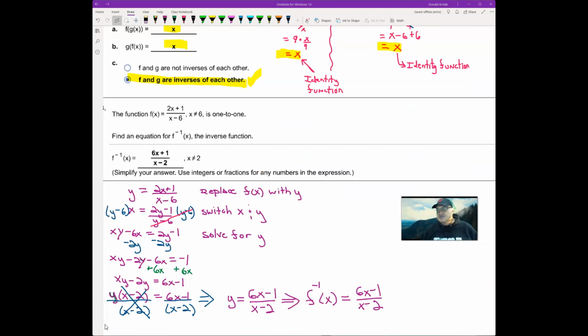On your function summary, the steps are listed on how to take a function and find its inverse. The first step was replace f of x with y, then switch x and y, and then solve the equation for y. So here's the work that I went through, and we've done several of these in the notes that follow the same sort of pattern, and I end up with the inverse of the function being 6x minus 1 over x minus 2.